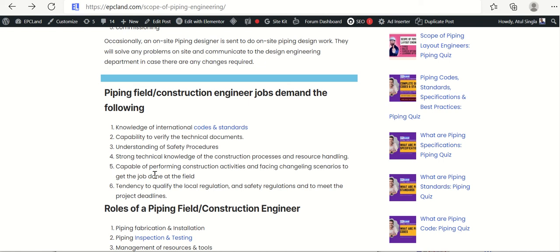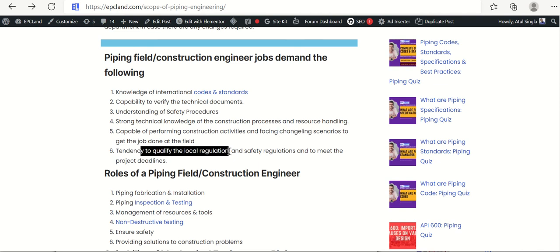Capable of performing construction activities. So along with support, sometimes they are involved in construction activities also and facing challenging scenarios. So once the design engineer is associated with construction activities, or any other person who is associated with construction activities, there will be a lot of challenges, a lot of scenarios where a lot of hard work or safety concerns will be there. So that is why we call it challenging. A lot of challenging scenarios will be there at site.